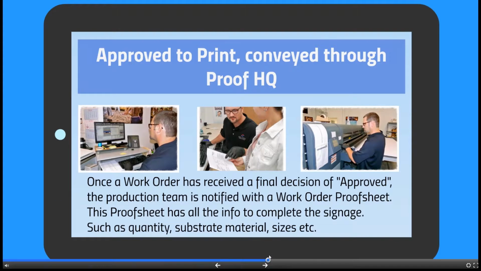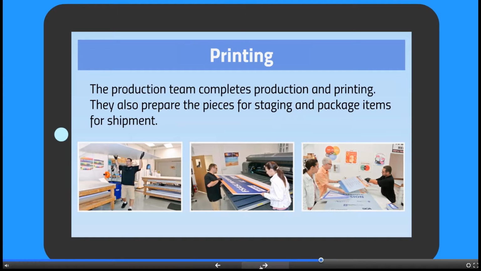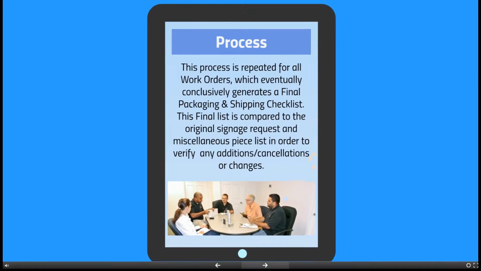Once you hit that green button, you're all done. A proof sheet is then generated and submitted to the production team. The team will then print and finish your signs, stage, and get them ready for shipping. The process is repeated for every single sign order. ProofHQ helps us generate a final checklist, which we compare to the original order.